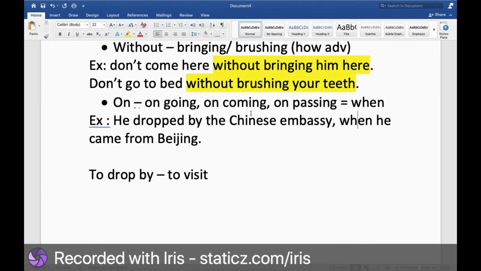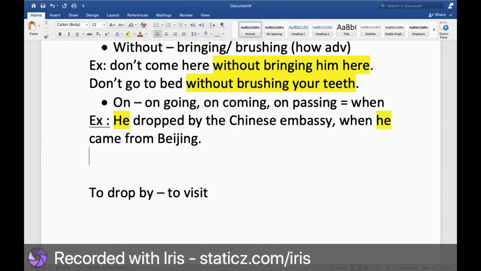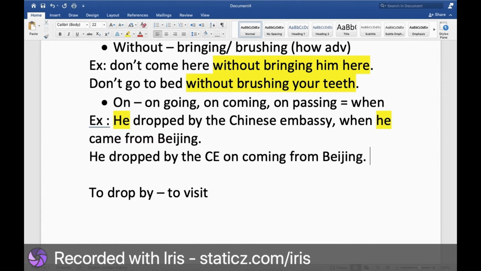So "when" can be replaced with "on." But how can we do it? It happens only if both subjects are the same. So here, as you can see, both subjects are the same. "He dropped by the Chinese embassy when he came from Beijing." So you can do this: "He dropped by the Chinese embassy." What I do is I remove "when" and "he," I say "on," and I take the infinitive, "coming from Beijing." That's how it happens: "He dropped by the Chinese embassy on coming from Beijing."